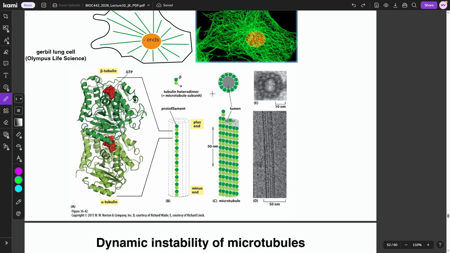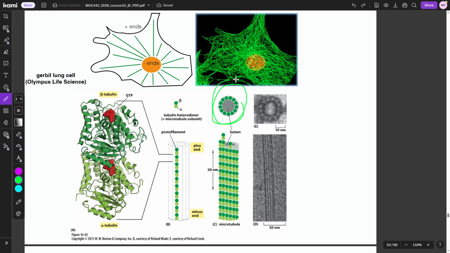The plus end of the microtubule is always the one that has the beta tubulin at the end of it, and the minus end is the one that has the alpha tubulin at the end of it. So you can see here, this right here is going to be the beta tubulin end, so that's going to be the plus end of the microtubule. That's going to be the growing end of it.